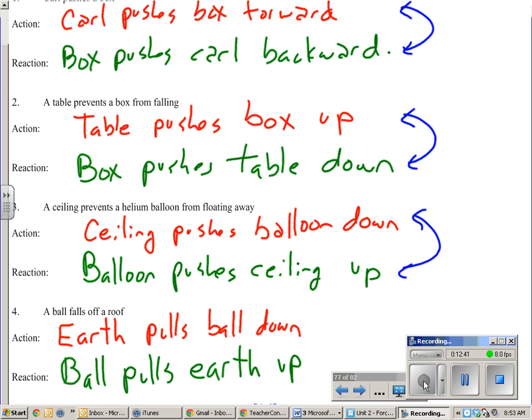Now, just because the ball is pulling the earth up doesn't really mean that it moves any significant amount. Technically speaking, it moves a teeny bit, but not enough that you'd ever notice it, because the earth is really, really big. And so the ball pulling the earth up does not provide enough force for it to move any appreciable amount. So again, don't think about it too much. Just remember, if A pulls B, then B pulls A. If the earth pulls the ball, the ball pulls the earth. And just leave it at that for now, and we'll talk about it more in class, okay?